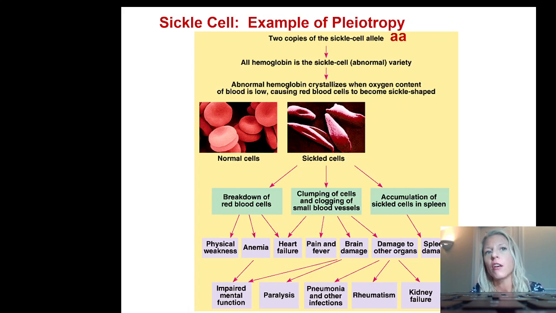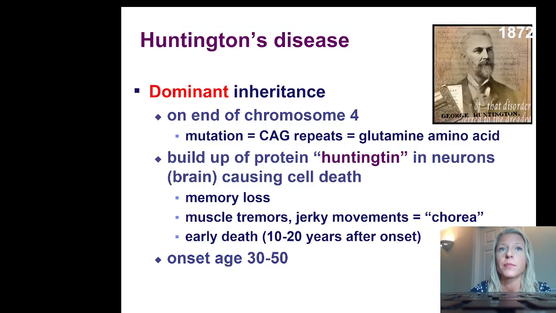Here is a look at the pleiotropic effects of sickle cell anemia on the body. Those sickled cells cause, for example, clumping and clogging of cells in blood vessels, which can lead to pain, fever, brain damage or heart failure, and some of these things can lead to paralysis, other infections, and things of that nature. So this is, again, where we have one instance of something having drastic effects on many other phenotypes.